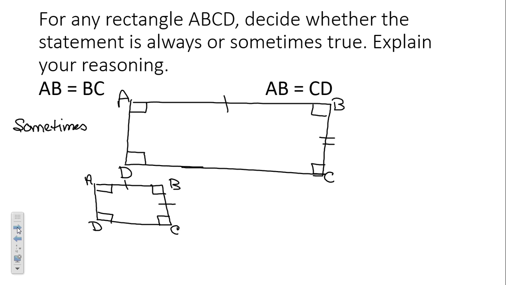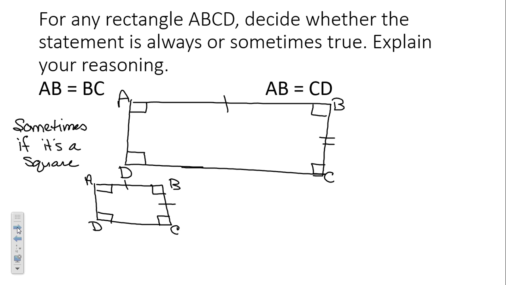So this is sometimes true. It will be true if it's a square. Makes sense? Not always. It's not always going to be true, but it will be true if this happens to be a square.